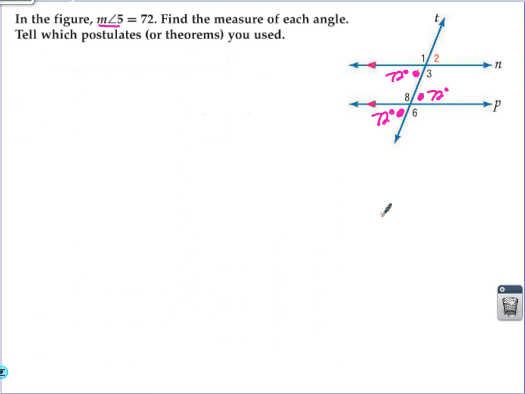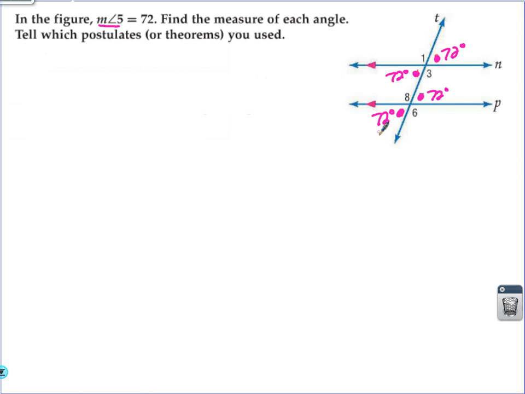And there's one more, Jordan P. There's one more that's going to be 72 degrees. Which one is it? Good. So this one's also 72 degrees. And there's 3 reasons why. You could either say, well, these 2 are vertical. Or you could say these 2 are what type? Anybody? Corresponding. Or you could say these 2 are alternate exterior. Alternate exterior angles are the same. Corresponding angles are the same. Alternate interior angles are the same.